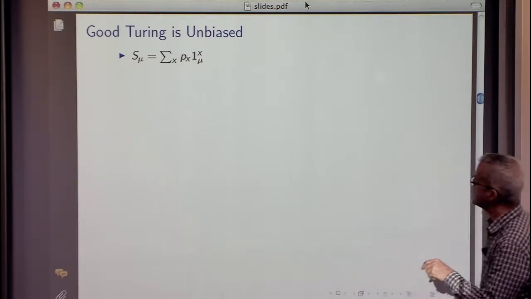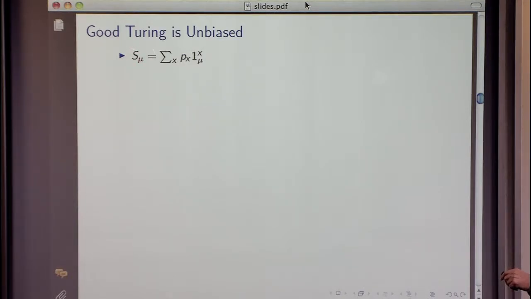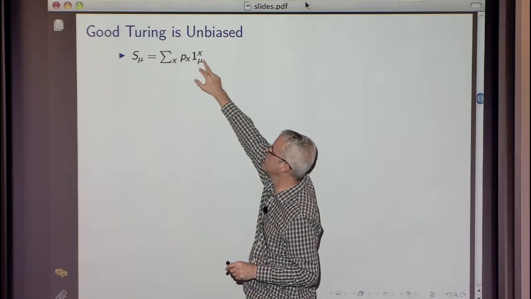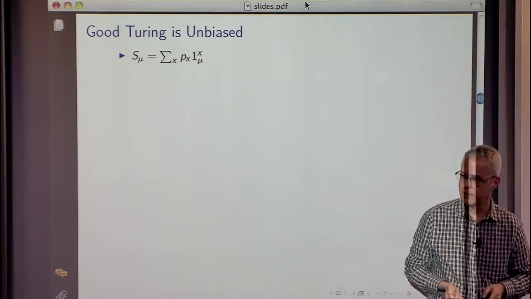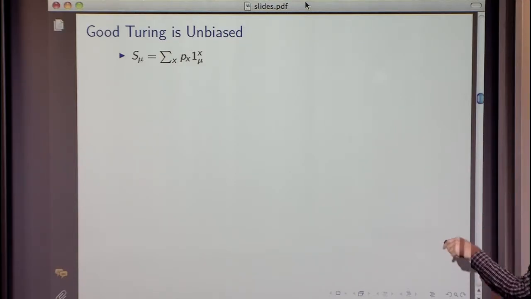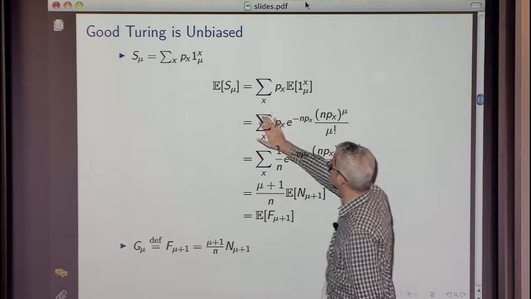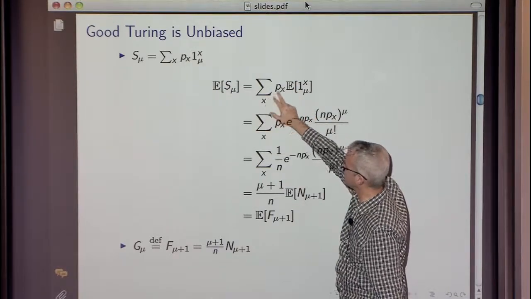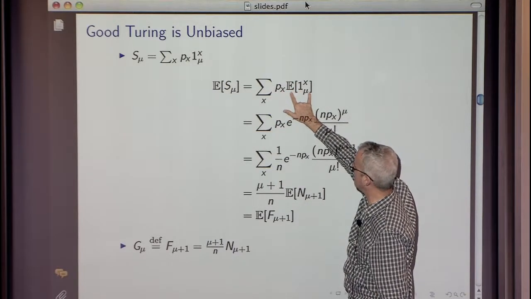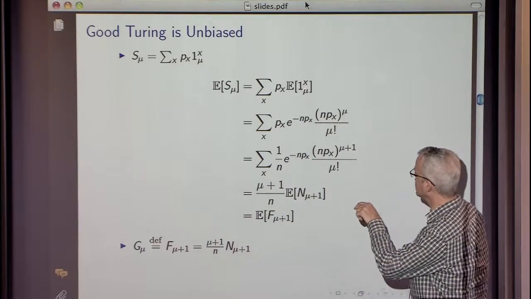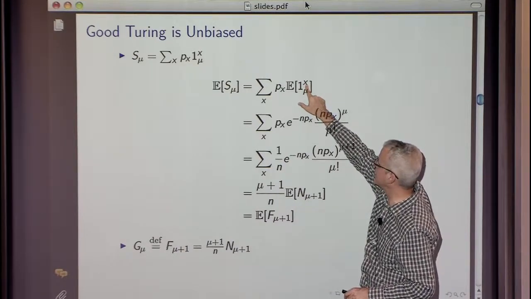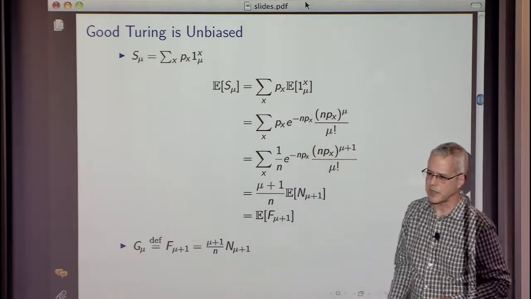So S mu is the total probability of things that appeared mu times. We can write it as a summation over all symbols of the probability of x times the indicator function that x appeared mu times. That's the definition of S mu. It's a random variable, so what is the expected value of S mu? We take the expectation of this: the summation of the probability of x times the expectation of the indicator function, which is just the probability that x appeared mu times.